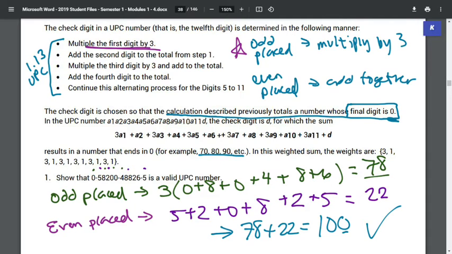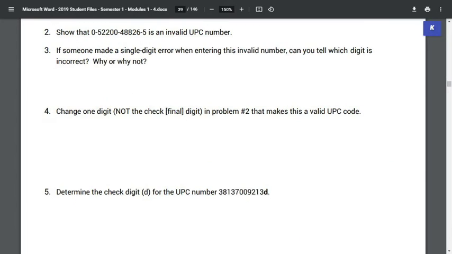There's really two types of problems. You can have one like this to prove if it's valid or invalid, and we're going to look at another one here in a second. But this right here is a typical problem to prove if it's going to be valid or not. Okay, so for number 2, it tells us that this is an invalid number. So I want you to try this problem on your own, so pause the video and try it.